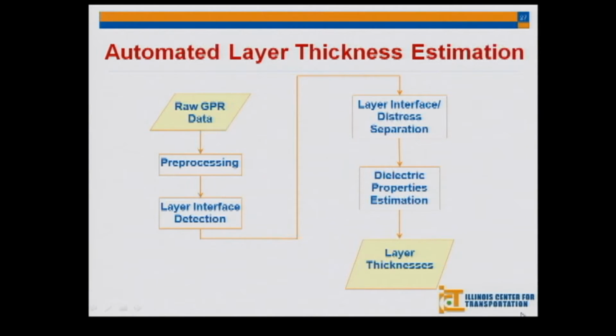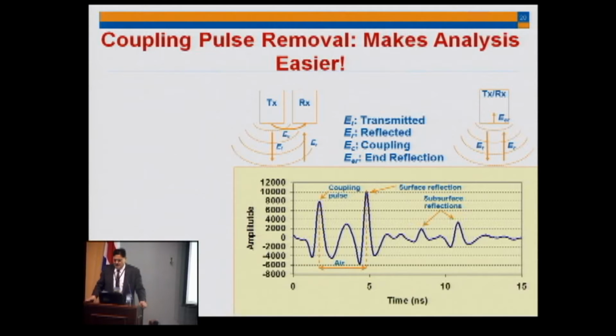After I collect the data from the GPR, I want to analyze it. The first thing is to clean it, which is pre-processing, then identify where I have interfaces, and then estimate the dielectric constant. This is typical data that you get. This one here is what we call the coupling. The coupling comes from the talk between the transmitter and the receiver. These two antennas talk to each other like this, and they also talk through what we call internal reflection.